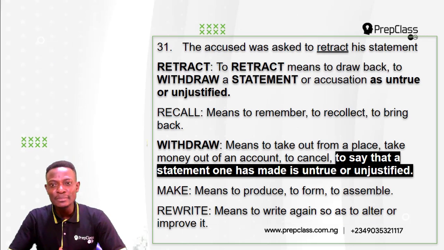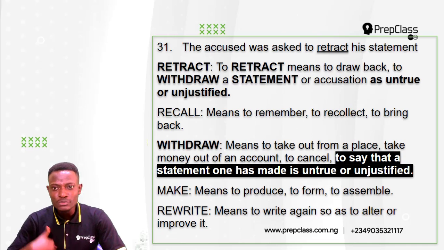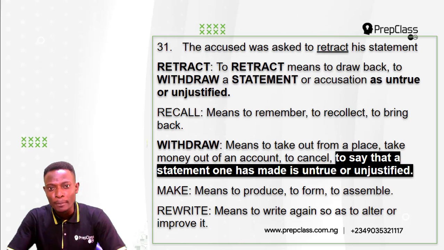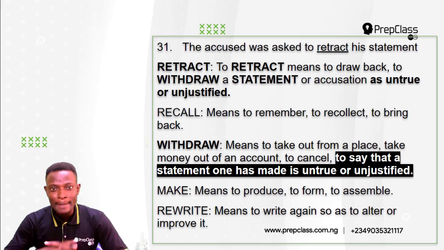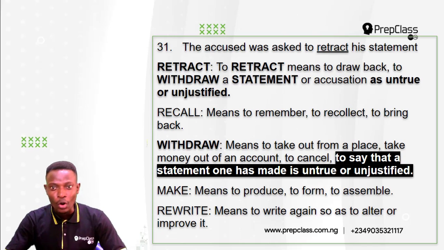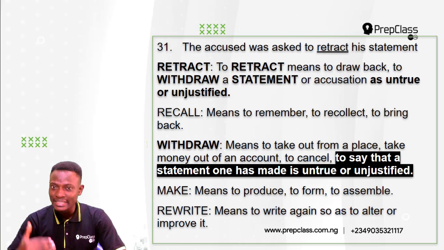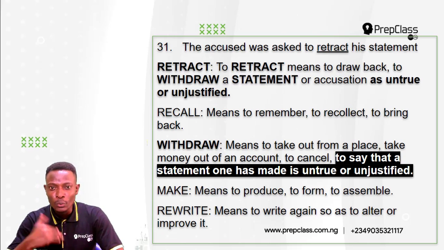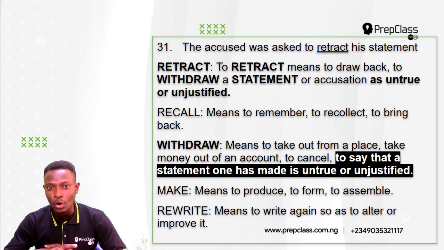Now, to retract means to draw back, to withdraw a statement or accusation as untrue or unjustified. Maybe the accused in this case gave a false statement. So on finding out that the statement was false, he was asked to retract the statement, to withdraw the statement, to take the statement back. The accused was asked to retract a statement.